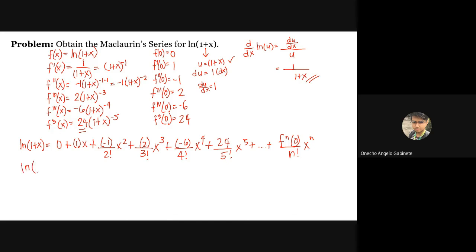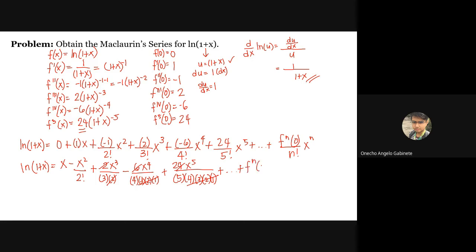So, Maclaurin series ng ln of 1 plus x is x minus x squared over 2 factorial plus 2 x cube. So, ang ating 3 factorial po is 3 times 2. So, maka-cancel out na to. Minus 6x raised to 4. So, 4 factorial is 4 times 3 times 2 times 1. So, wala na po ito. Plus 24 x raised to 5. 5 factorial is 5 times 4 times 3 times 2 times 1. 4 times 3 is 12 times 2, 24. So, wala na po ito.